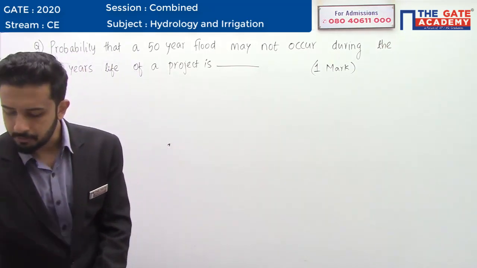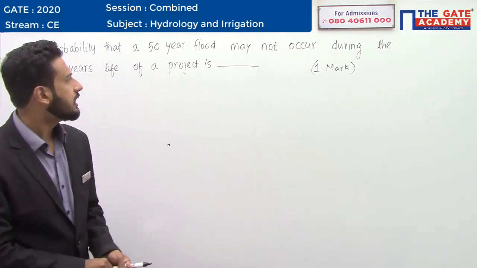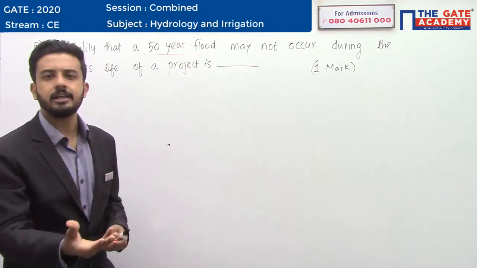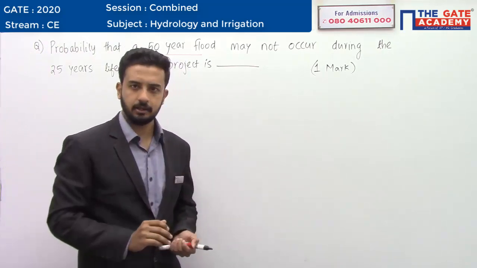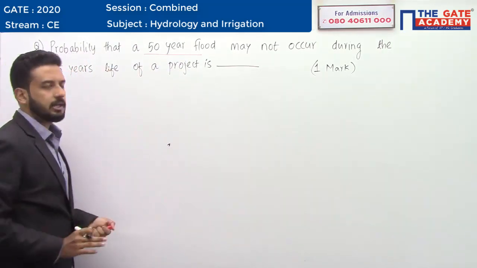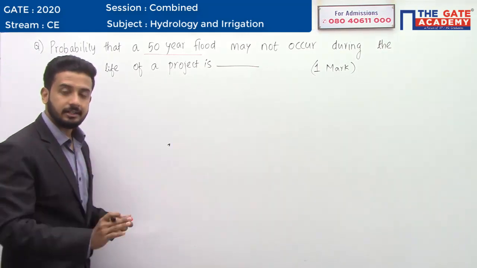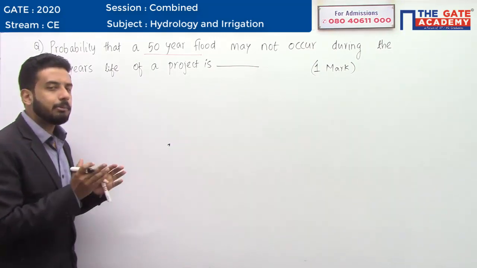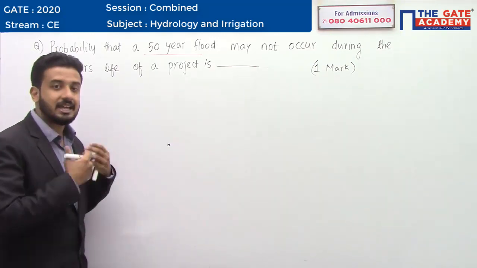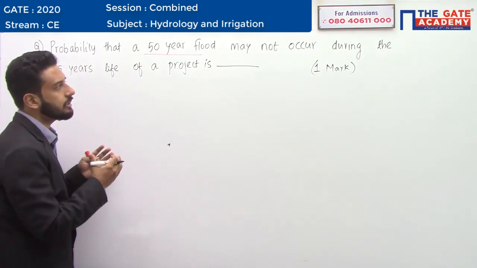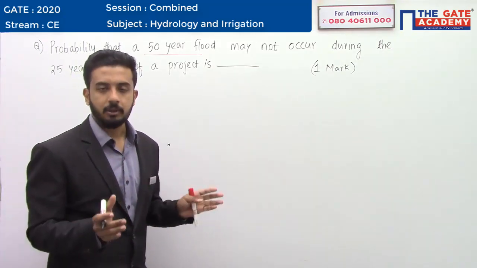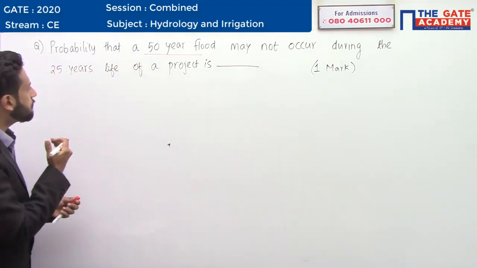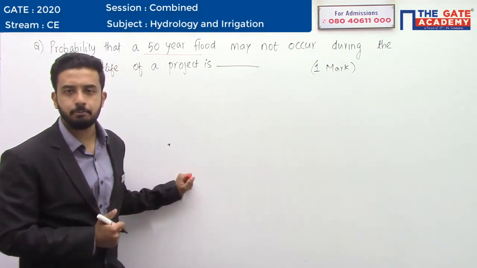First of all, what you have to remember, as I already told you in many sessions: a 50-year flood means the return period is 50 years. A 100-year flood means the return period is 100 years, right? Similarly, here a 50-year flood means the return period is 50 years. Now, what we have to find out is the probability that such a flood, having a frequency or return period of 50 years, may not occur, meaning number of occurrences is 0, during the 25-year life period of the project.